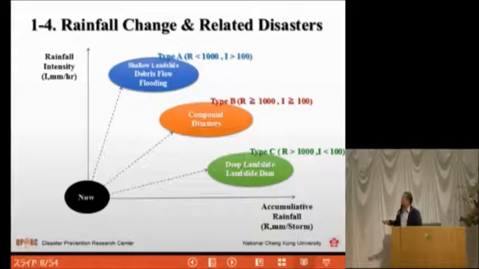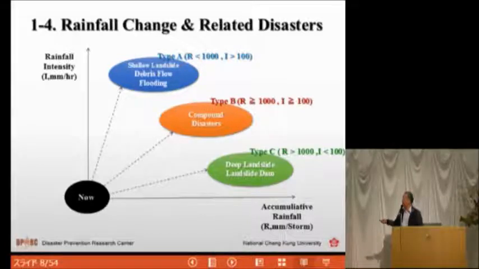So about the climate change, I do some research in Taiwan. I want to group the climate change in Taiwan. This vertical axis is the rainfall intensity. The horizontal axis is the accumulative rainfall in a storm event. This is the situation now. If the climate changes in this direction, that means the accumulative rainfall is less than 1,000 millimeters, but its intensity is more than 100 millimeters per hour.